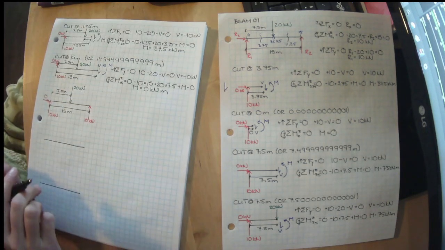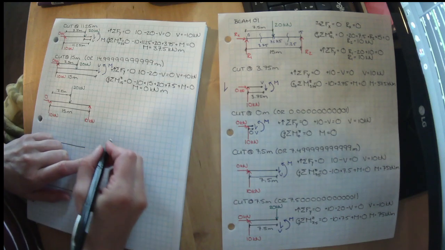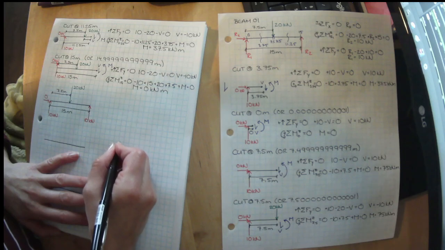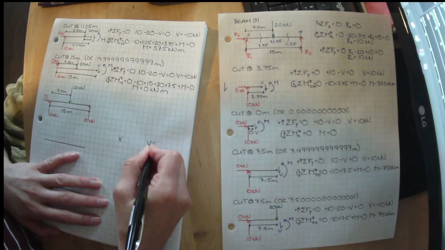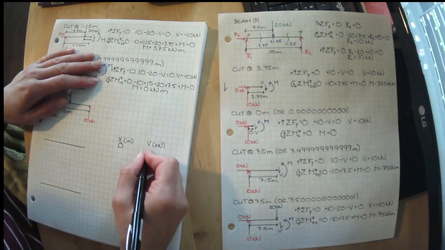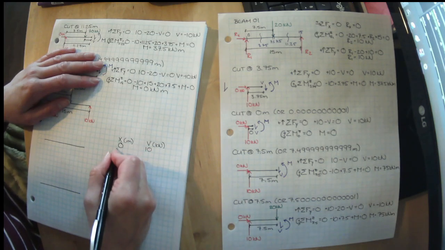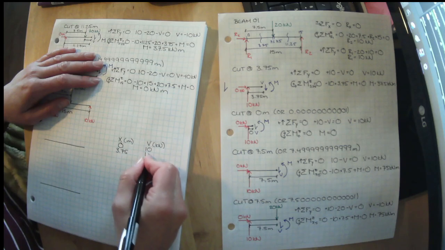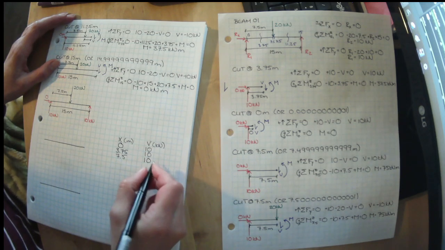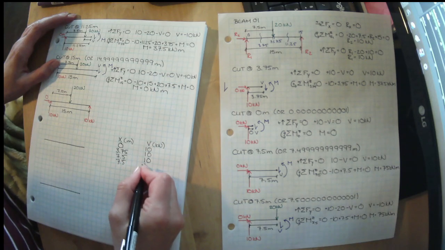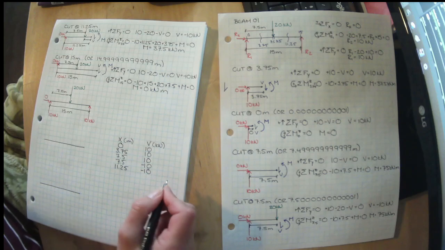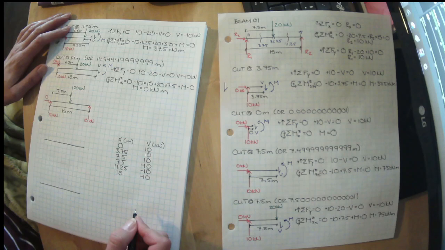All right, let's just remind ourselves what was happening with all of our shear values. So we made a few cuts. Let's look at our distance x, and let's look at what our shear was in kilonewtons. And this is in meters. So at 0 meters, our shear was 10 kilonewtons. At 3.75 meters, our shear was 10 kilonewtons. At 7.5 meters, our shear was 10 kilonewtons. But then, also at 7.5 meters, our shear was minus 10 kilonewtons. At 11.25 meters, our shear was minus 10 kilonewtons. And at 15 meters, our shear was minus 10 kilonewtons.